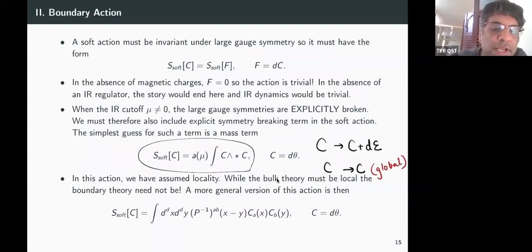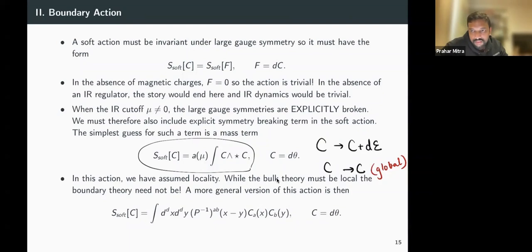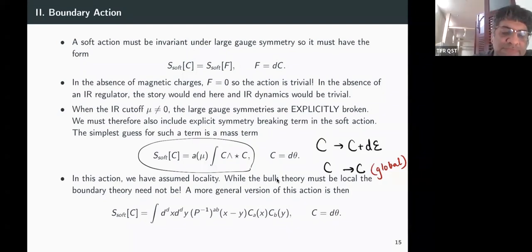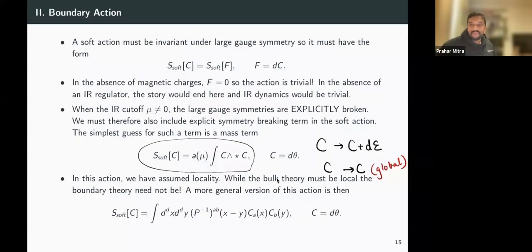Sorry, Prahar, just to make sure I get the dimensions right, you're in a bulk D plus 2 dimensional space. Yes. And yes. This action is happening all at the celestial sphere, the D-dimensional celestial sphere. Yes, exactly. Okay, thank you. We're trying to find an action, at least part of the action of the celestial CFT.